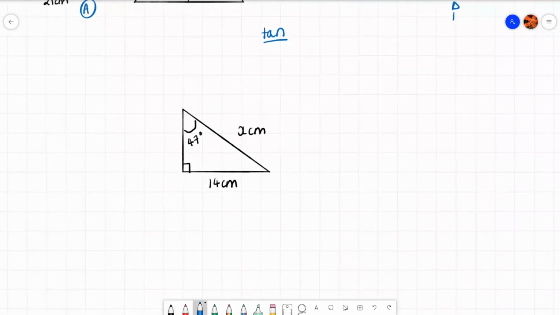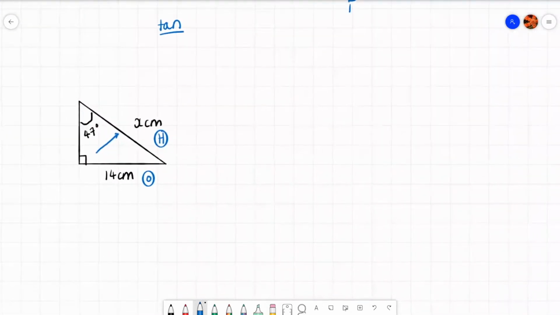So label your triangle first. We've got opposite to the angle, and we've got opposite to the right angle, which is hypotenuse. Which one will we be using? Well, SOHCAHTOA, you can just write it like this. Okay, and we can see that sine uses the opposite or the hypotenuse, so we'll be using the sine function.